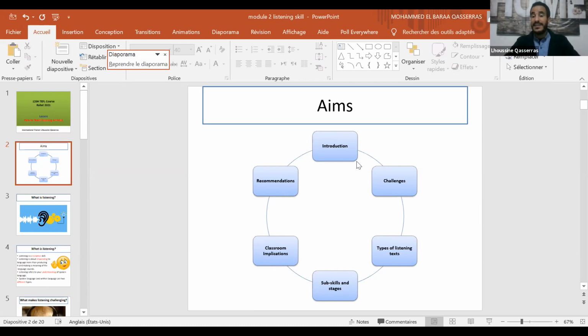Great. Then, if you want to help your learners to love listening, to understand listening, to answer the listening questions, of course, the teacher should master the sub-skills and the stages of listening. And by the way, there are many things in common between listening and reading. Of course, next is practice. We are going to put all these into action. And at the end, again, some recommendations. So are the aims clear so far? Then we can move on to the next slide.